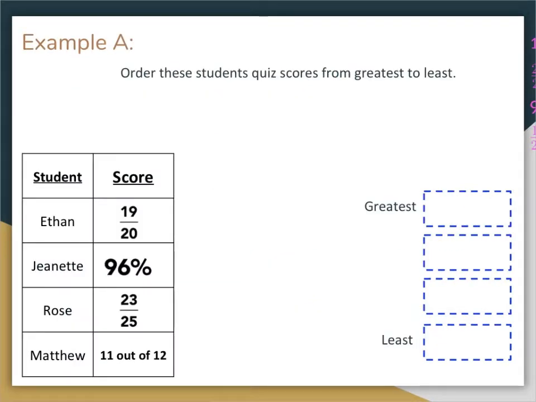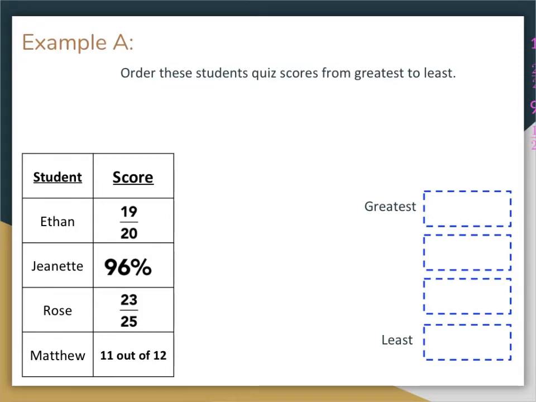So here we are at example A, and it says order these students' quizzes from greatest to least. Ethan's got a 19 out of 20, Jeanette's got a 96%, Rose has a 23 out of 25, and Matthew has an 11 out of 12. So we've got a whole bunch of different scores, and we're going to be putting them in order from greatest to least. So we want the top score at the top and the smallest score down at the bottom.